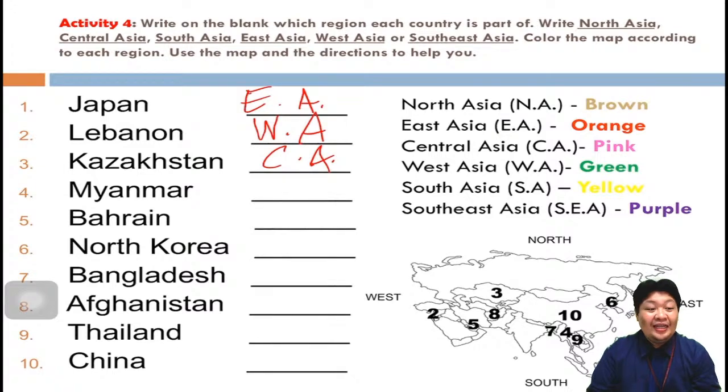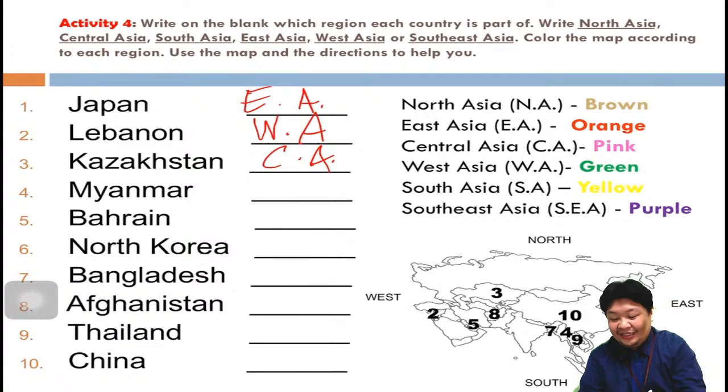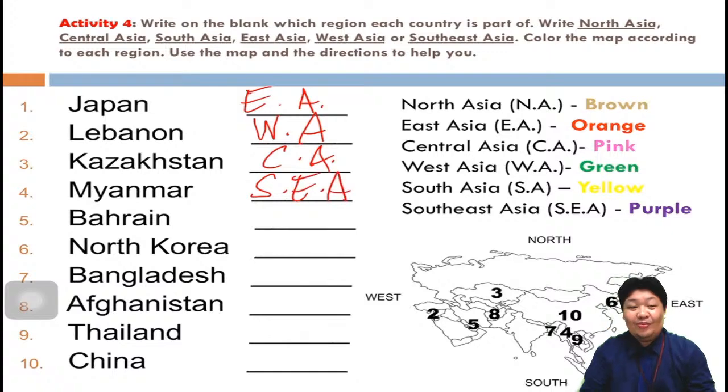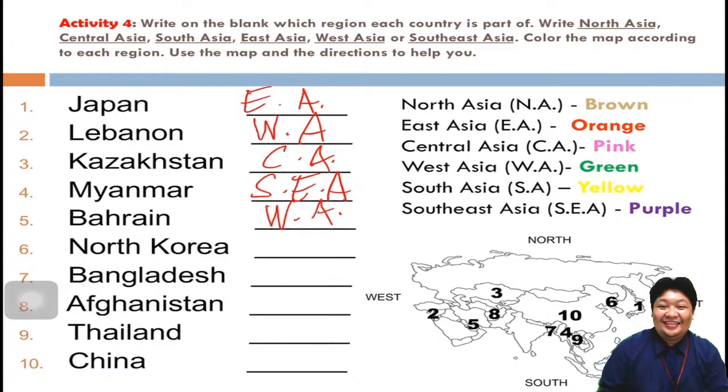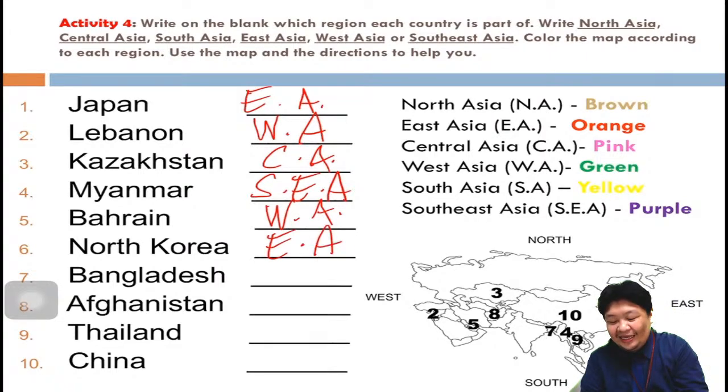And of course, next number 4 is Myanmar. In which region does the country Myanmar belong? It's very good, SEA. What's the meaning of SEA? SEA is Southeast Asia. Next, 5, Bahrain. What is the region of Bahrain? It's West Asia or WA. Very good. Next, how about North Korea? Which region does North Korea belong to? Very good. It's East Asia or EA.